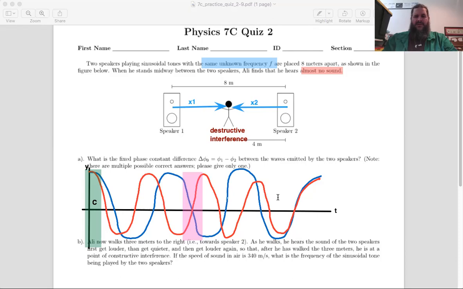So we're going to have destructive interference at this time. You're going to hear very quiet or no sound at all. And close to that, in the in-between region, like in this zone, that would be partial interference.